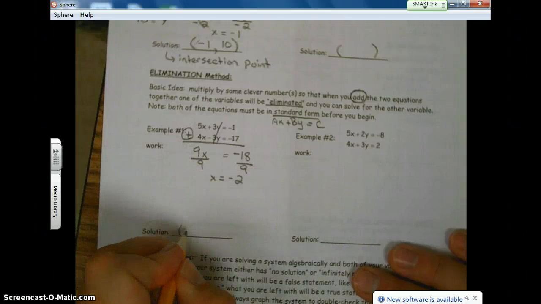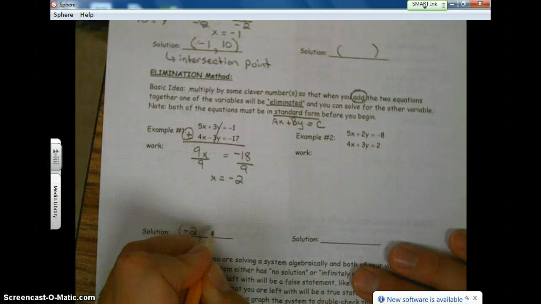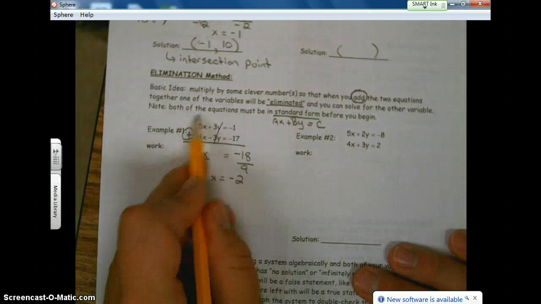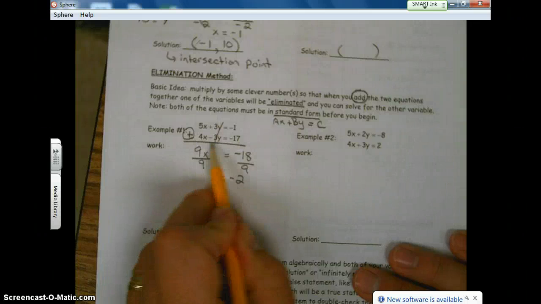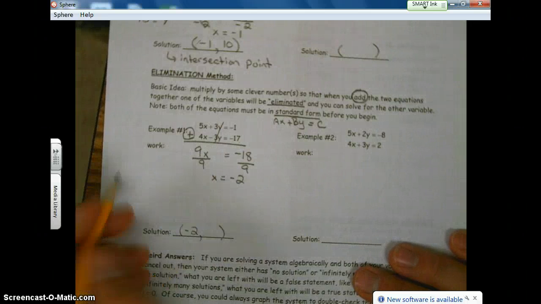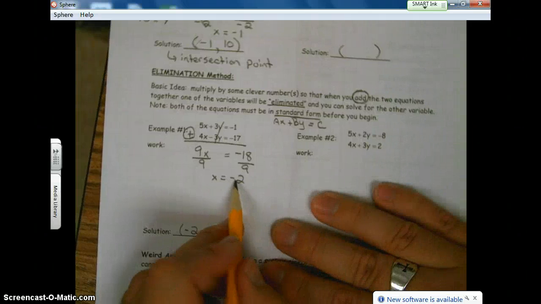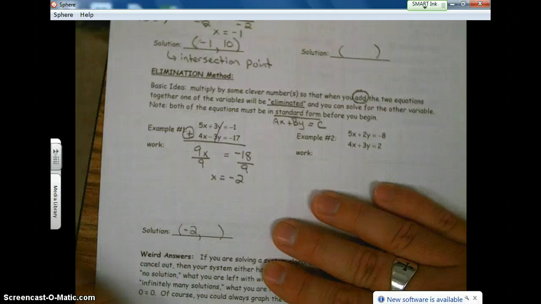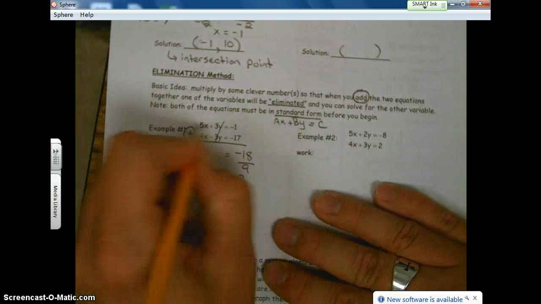So we have our first coordinate. Remember, this is the point of intersection. Where do these two lines intersect? That's the solution. Okay? So now that we know what x is, we're going to plug it back into one of these two equations and solve for y. Doesn't matter which one you choose. I'm going to go ahead and choose the top one.